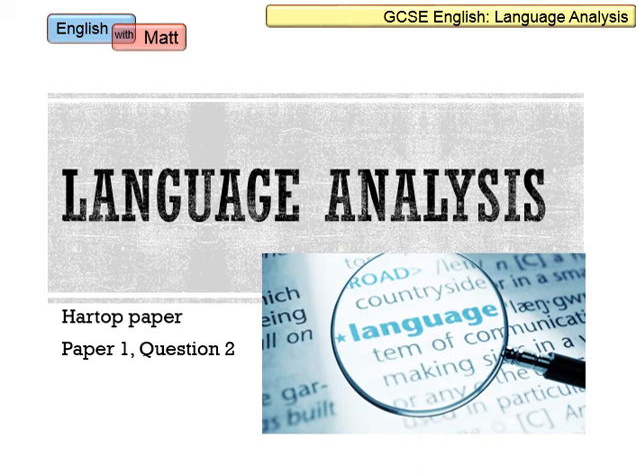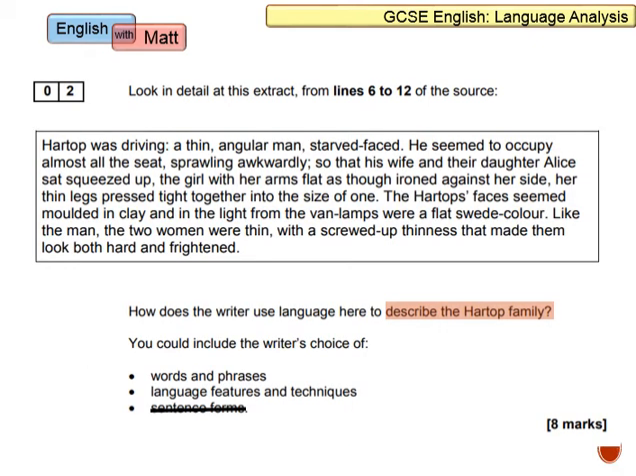So let's dive in. Question then is very specific. How does the writer use language here to describe the Hartop family? And I've highlighted that because clearly with these language questions there is a specific focus. Everything we should say should be about the Hartop family and how they're described to us in these 7 lines of writing here. So we've not only got to stick to that box, but we've also got to make sure we stick to the focus of the task.